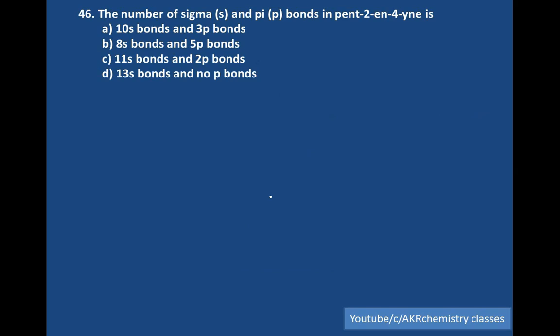The number of sigma and pi bonds in pent-2-en-4-yne. Pent means there are totally 5 carbon atoms: 1, 2, 3, 4, 5. All these carbon atoms contain at least one sigma bond.